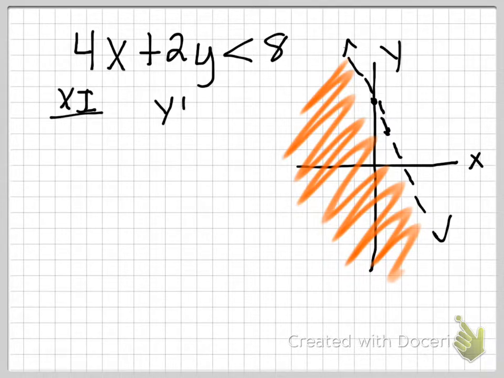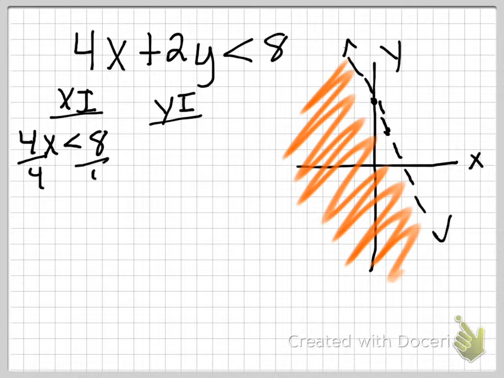It's in standard form. So when we had things in standard form, it was oftentimes easier for us to graph it by finding our x and our y-intercepts. So to find my x-intercept, if I covered up the y term, that would have left me with 4x less than 8. I would have had to divide by 4 on both sides. So I get x is less than 2. And look, I crossed my x-axis at 2.